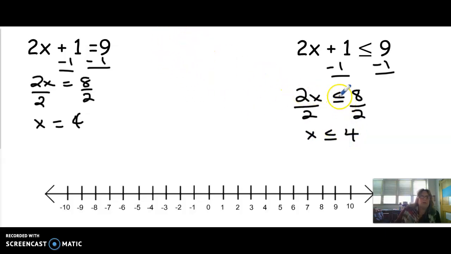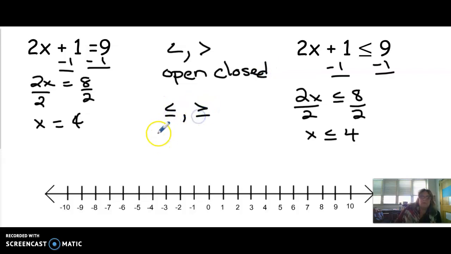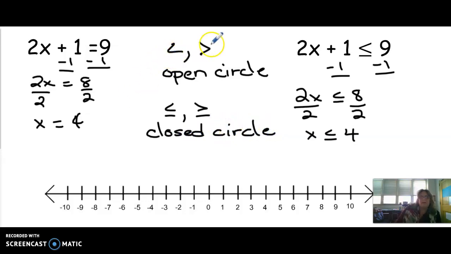Now on this, remember, if we have a line underneath our inequality sign, that's going to be a closed circle. If we have a less than or greater than symbol, those are open circles. That means the answer is not included. And if we have a line underneath our inequality signs, then that means that the number is included. Just to refresh your memory about that: less than, greater than, less than or equal to, greater than or equal to.